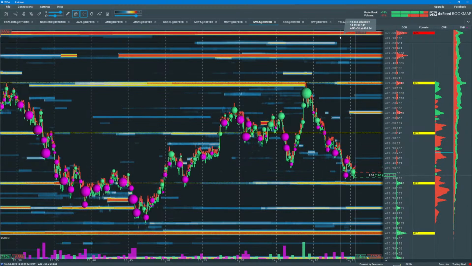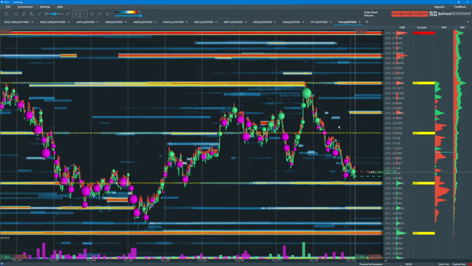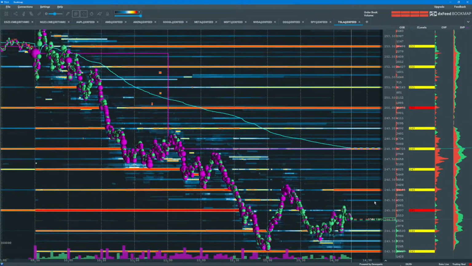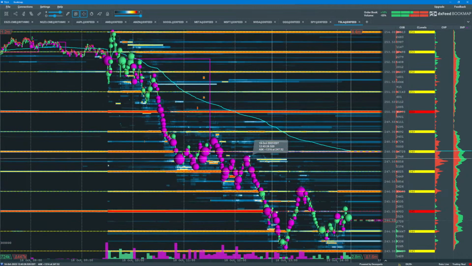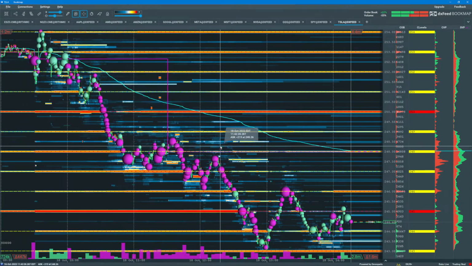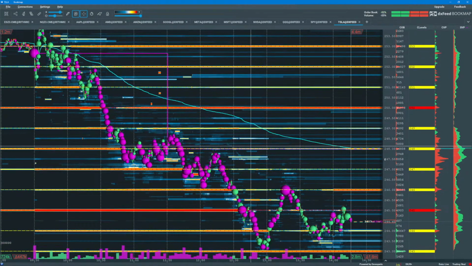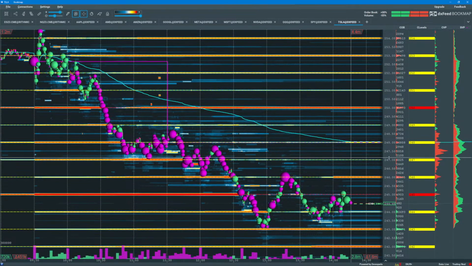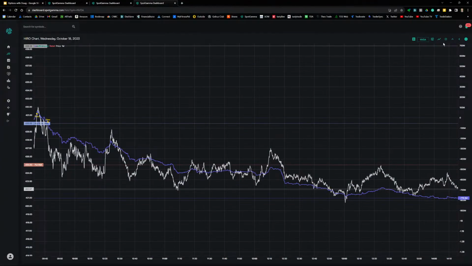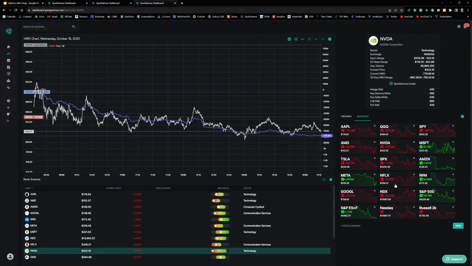All right, let's take a look at Tesla. See what options traders are doing before Tesla reports earnings this afternoon. And definitely a bearish day in Tesla. Very steady downtrend. Let's see what options traders are doing. Let's go to Tesla.